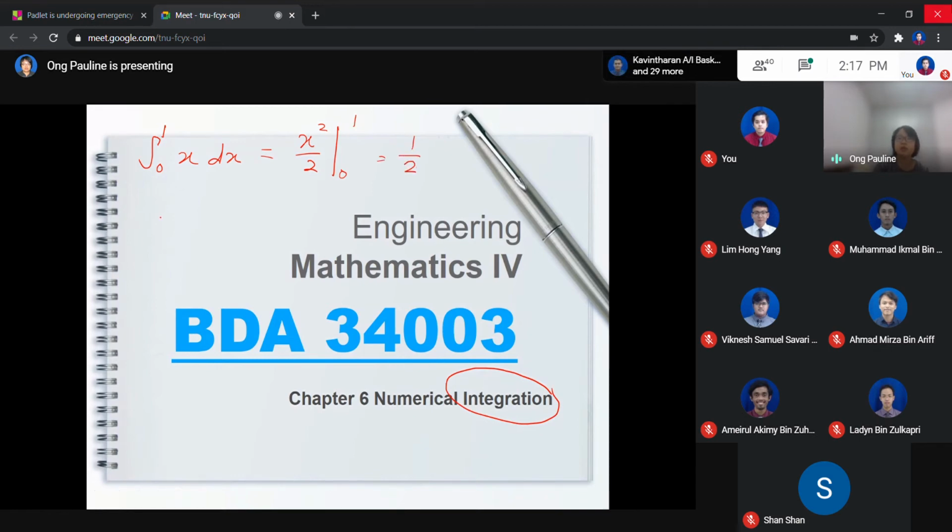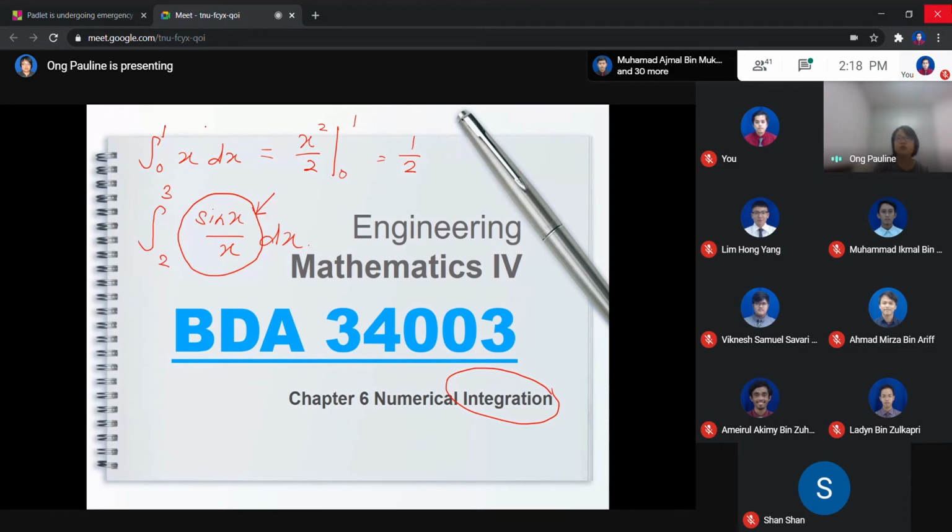So what if now I have another very complex function such as sine x over x, and I want to evaluate, let's say, from 2 to 3. We might face the problem of how to integrate the sine x over x here. These functions cannot be easily integrated analytically. So this is one of the reasons why we need to learn numerical integration.